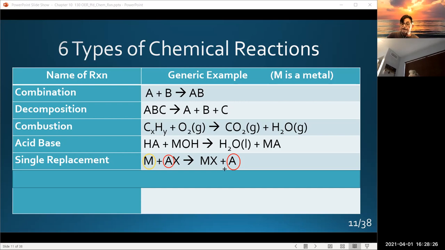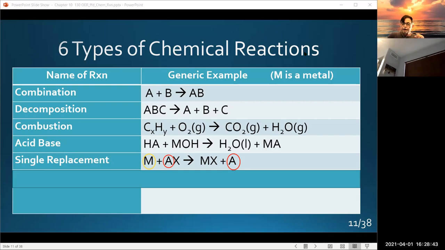And a good example of this whole reaction is plating. When you plate gold, when you plate copper or whatever metal you want to plate, that's what's happening. It's a single replacement reaction. Okay.